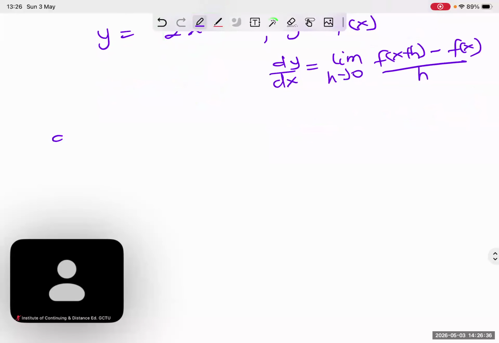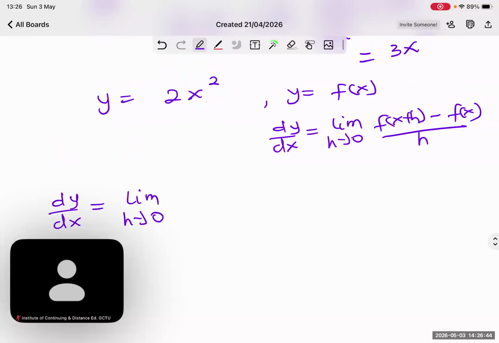So let's attempt to put this into the first principle formula. This is equal to the limit as h approaches 0. Our first task will be to put this in this form. And to get this form, it means that we need to go to the function, remove the x, and wherever the x is, we put x plus h there.